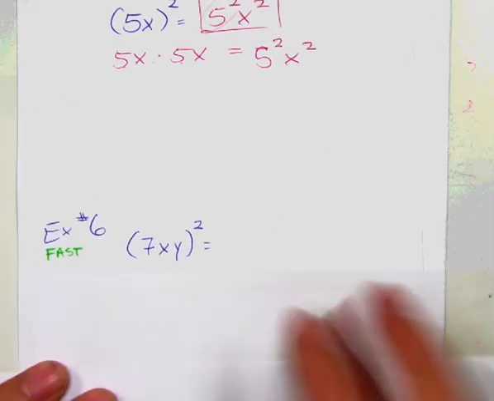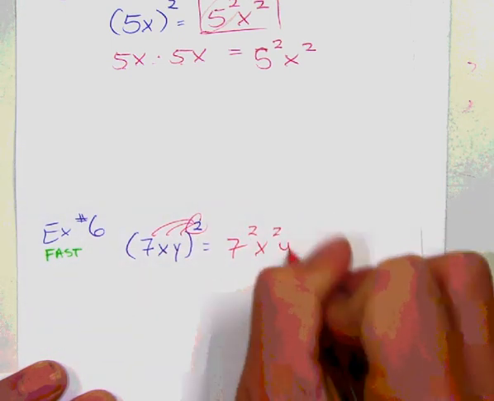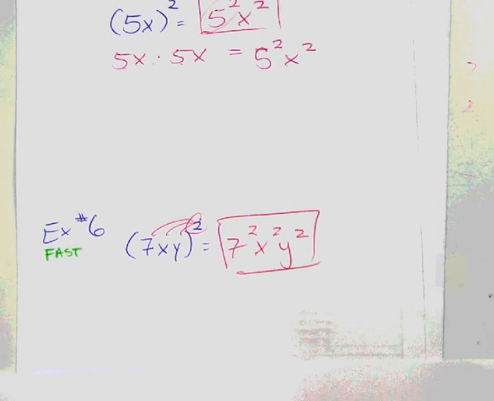How about the fast way? Yeah, sure. Each one of these gets this power. So I get 7 squared, x squared, and y squared. And there's my final answer. Ta-da!